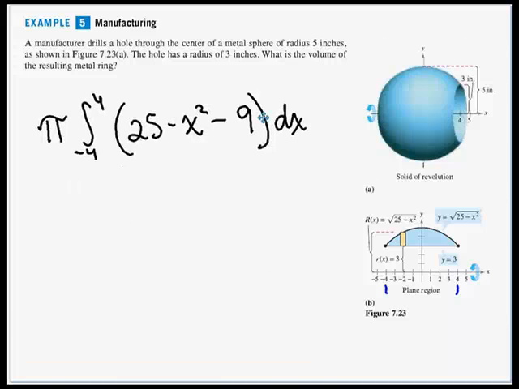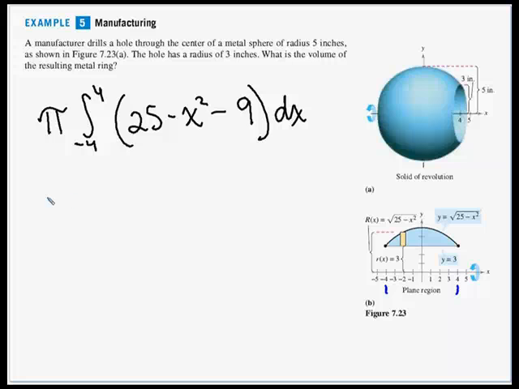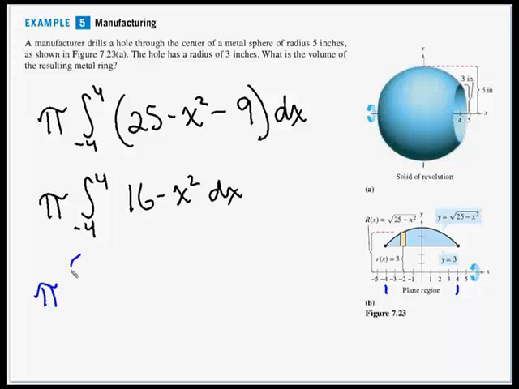And let's see, we do have a couple of like terms we can combine in there. We just have some numbers, the 25 and the minus 9. We're integrating from negative 4 to 4. 25 minus 9 is 16 minus x squared dx. Nice easy two-term polynomial. We're ready to take our antiderivative. 16 integrated with respect to x is 16x minus x to the third over 3. And we will evaluate from negative 4 to 4.